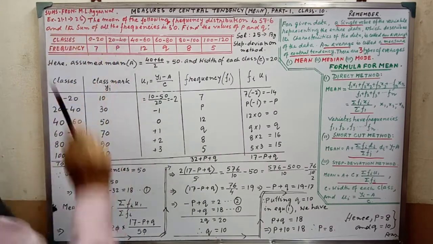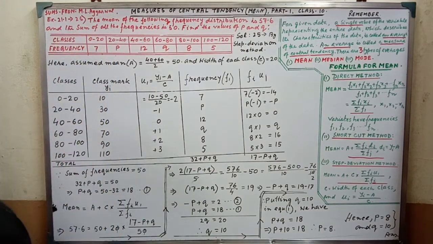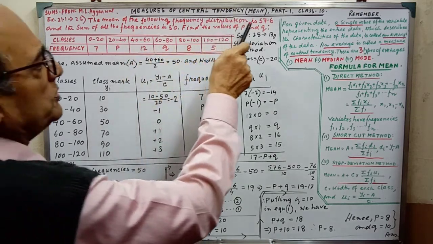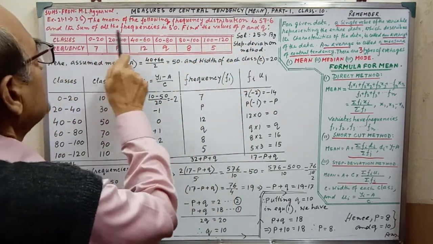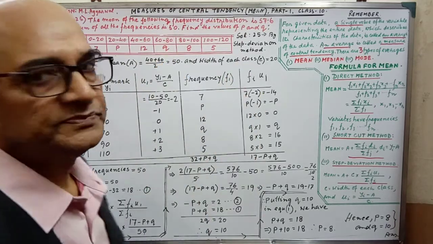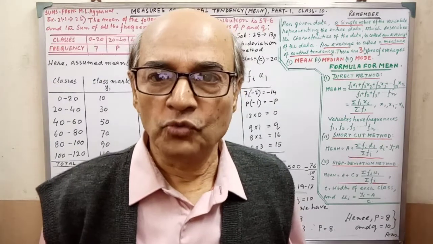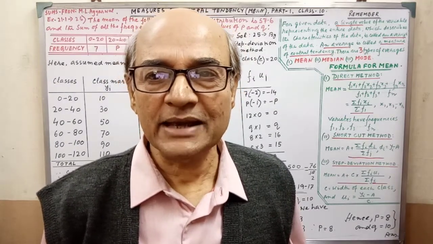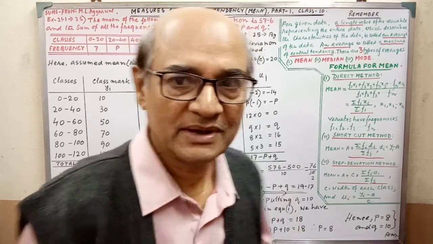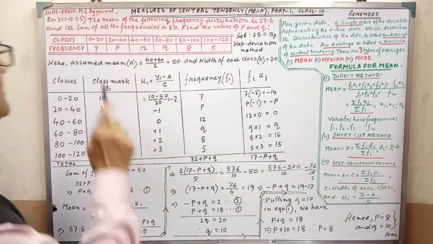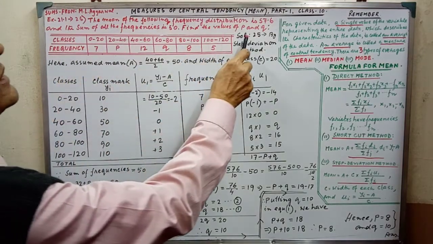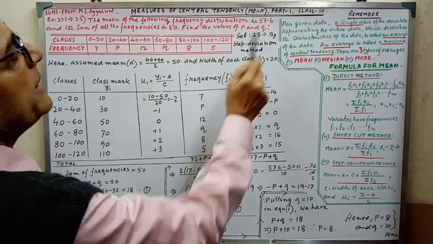Sums from ML Agrawal, exercise 21.1, sum number 25. The mean of the following frequency distribution is this, and the sum of the frequencies is this. Find the value of P and Q. If you follow one sum, then any sum from this exercise you can easily do. Pay your attention. Here, solution by step deviation method.